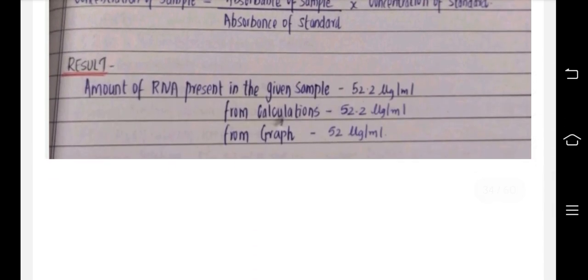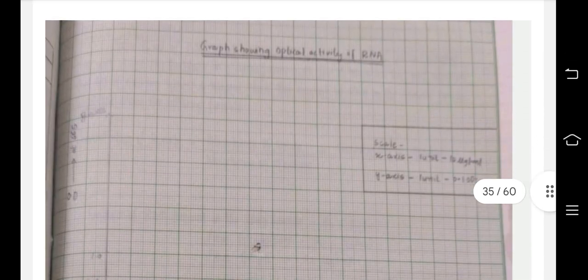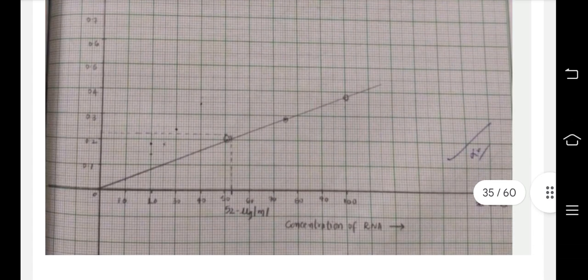Result: amount of RNA present in a given sample from calculations and from graph. Graph showing optical density of RNA against concentration of RNA.